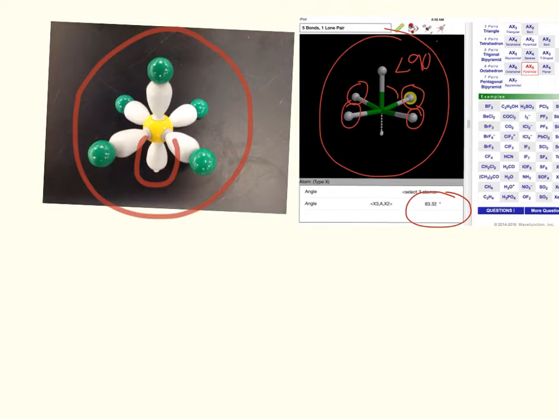And this angle happens because of this lone pair right here. What the lone pair does is it just pushes everything closer. So imagine it's just pushing it closer. Oh, the diagram's getting way too complicated. So it's just pushing it closer, making this angle right here no longer 90. It's going to be less than 90 because they're getting pushed together.